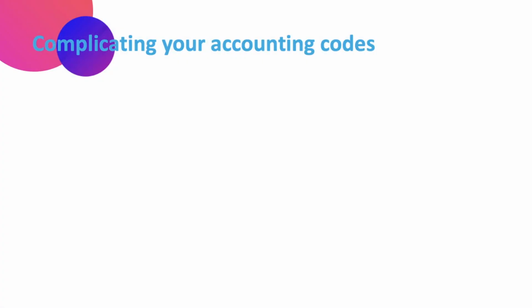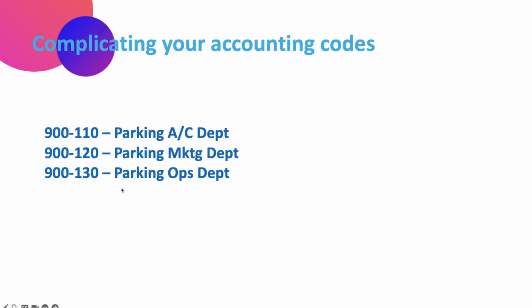Second tip, we always tell our clients not to overcomplicate things. Let's say, for example, in your company you have 3 departments and you want to track the expenses for each department. A common mistake that we see some of our clients doing is they create 3 different accounting codes for one expense so that they can keep track. For example, parking for the accounting department, parking for the marketing department, and parking for the ops department.